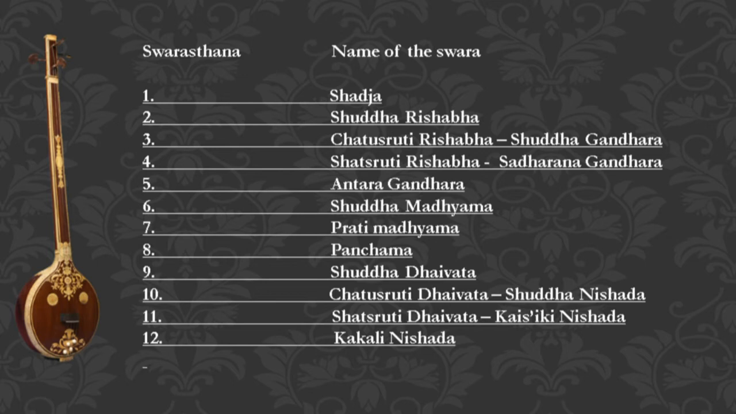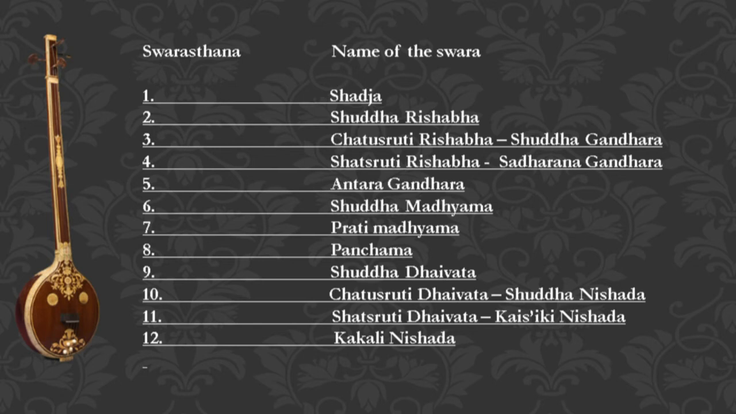The first variety of every note is called Shuddha: Shuddha Ri, Shuddha Ga, Shuddha Ma, Shuddha Dha and Shuddha Ni. The second variety of Re and Dha are called Chatushruti: Chatushruti Rishabha and Chatushruti Dhaivata. The third variety of Re and Dha are called Shatshruti: Shatshruti Rishabha and Shatshruti Dhaivata.